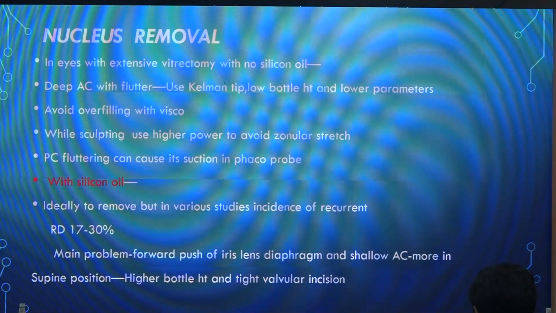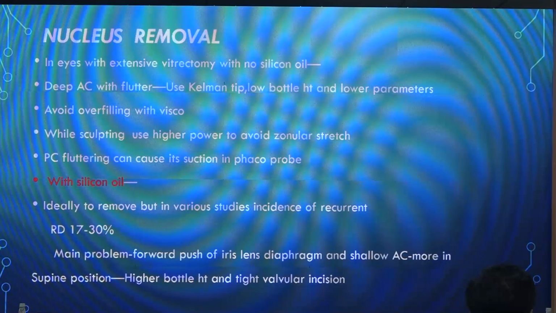Nucleus removal: in eyes with extensive vitrectomy with no silicone oil, deep AC with flutter, use a Kelman tip, low bottle height and lower parameters. Avoid overfilling with visco. While sculpting, use higher power to avoid zonular stretch. PC fluttering can cause its suction into the phaco probe. Beware of that.